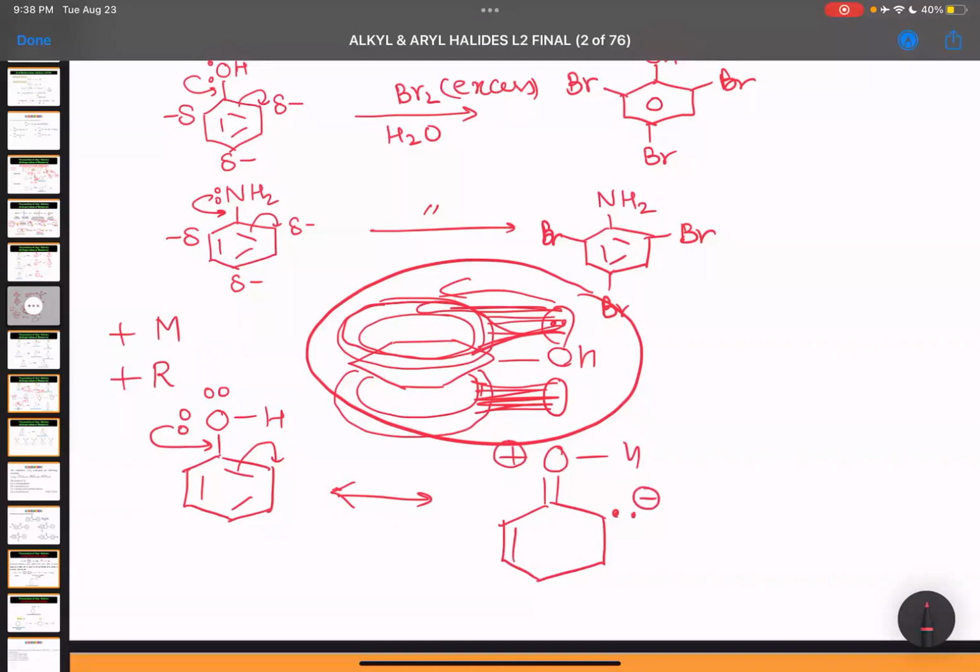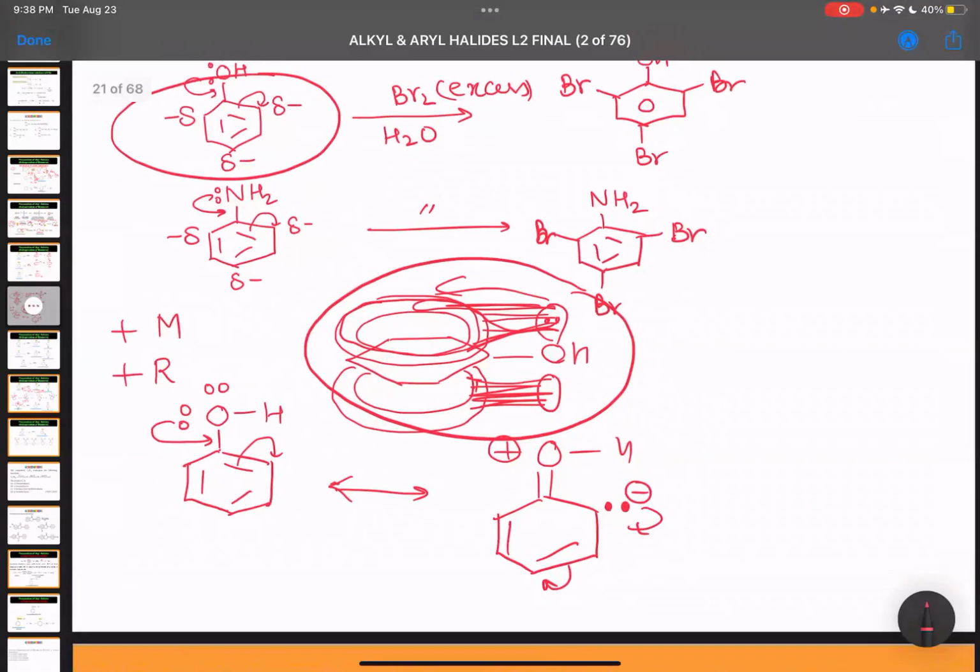So look here, the electron density is increased at the ortho position, then it will increase further at the para, then again ortho. So you don't have to draw all these structures. Just remember this: the groups which have lone pairs are electron donating groups. That's it. Is it clear?